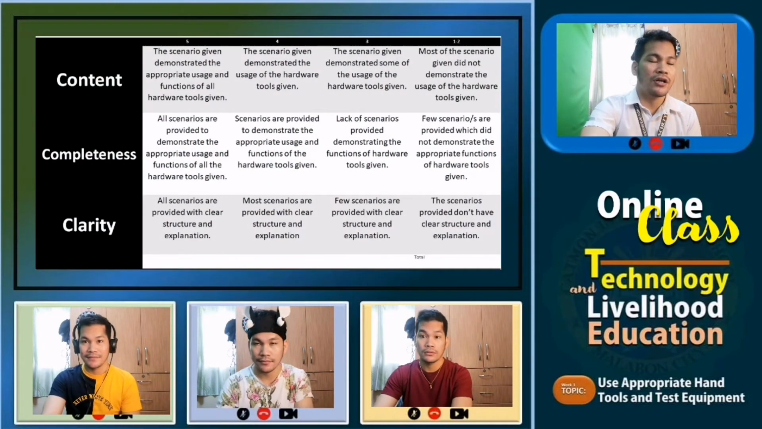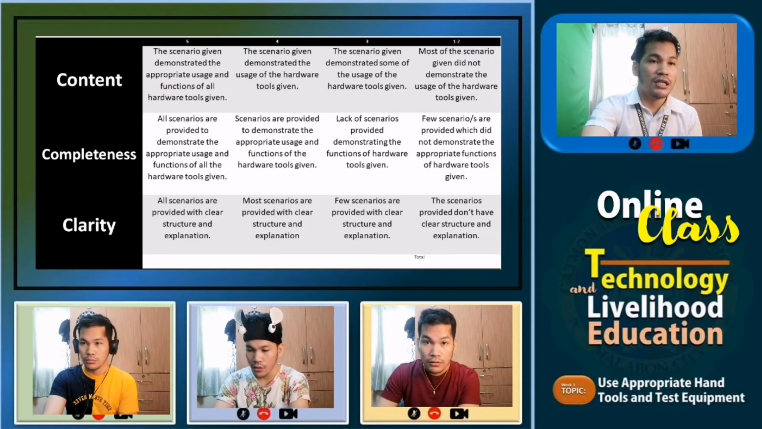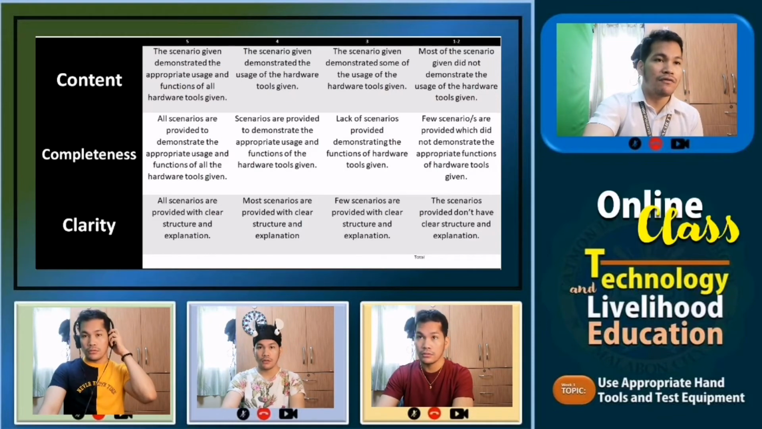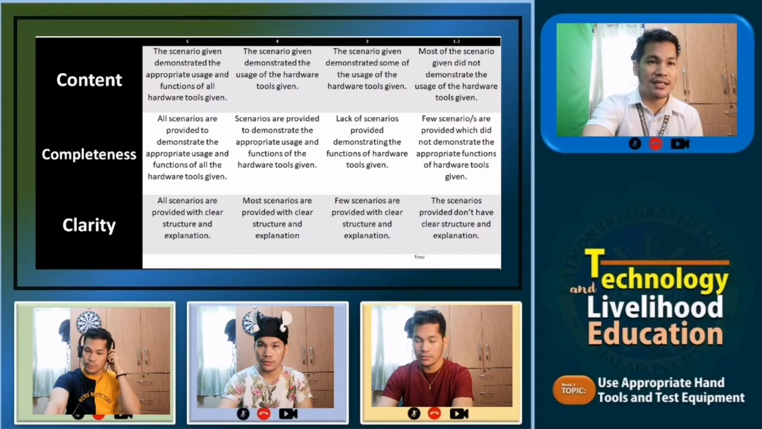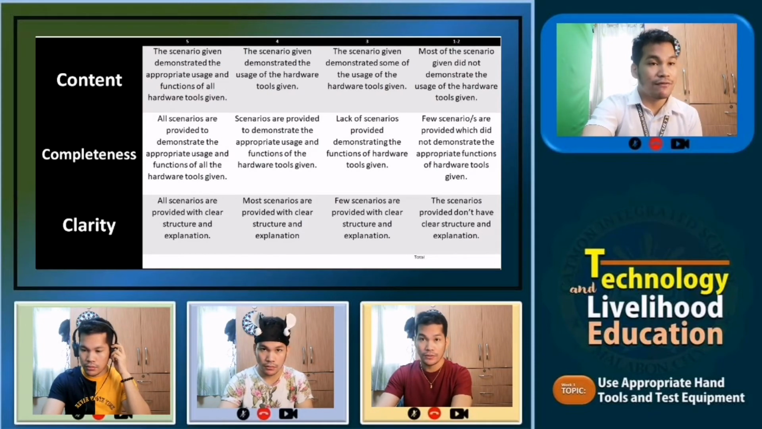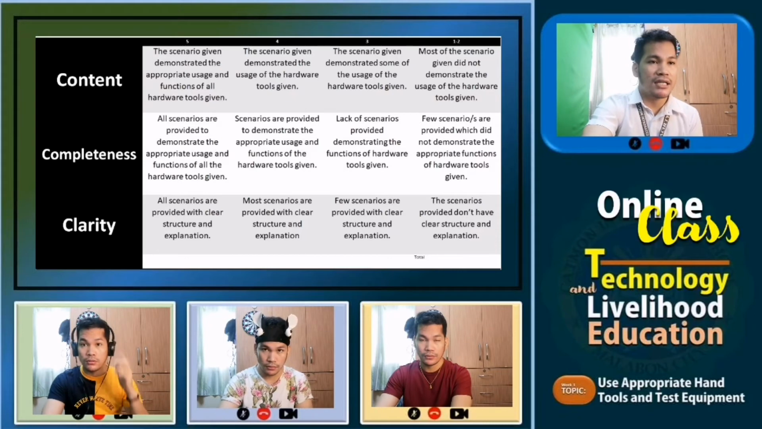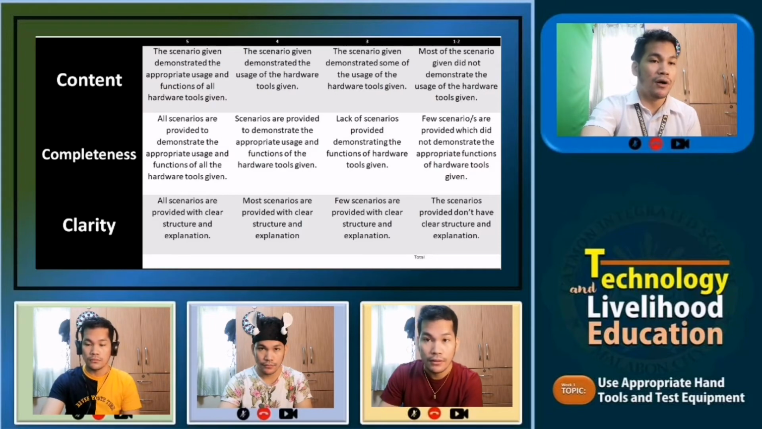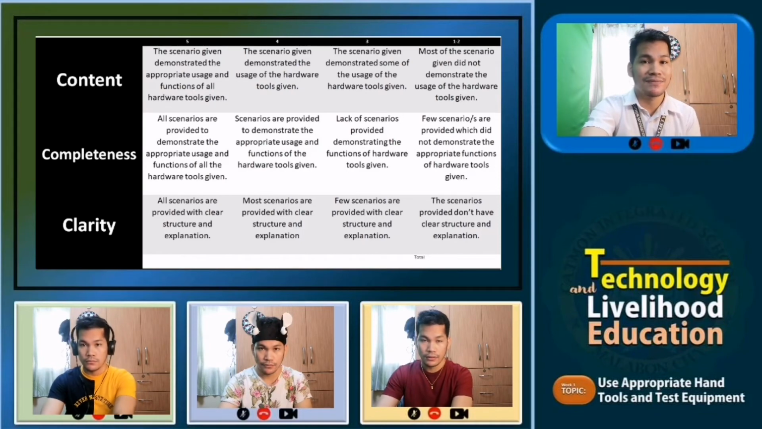In our rubrics, there are 3 criteria that you need to comply with: content, completeness, and clarity. For content, the scenario given demonstrates the appropriate usage and functions of all hardware tools given. For completeness, you will get 5 if all scenarios are provided to demonstrate the appropriate usage and functions of all the hardware tools given. And you will also get 5 points for clarity if all scenarios are provided with clear structure and explanation.